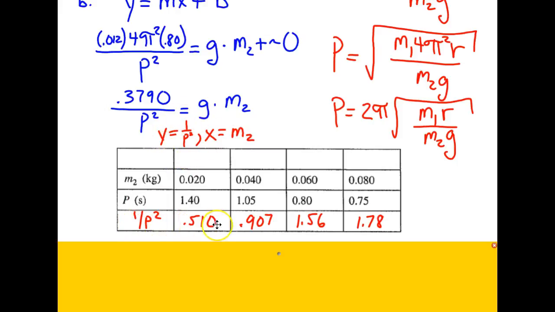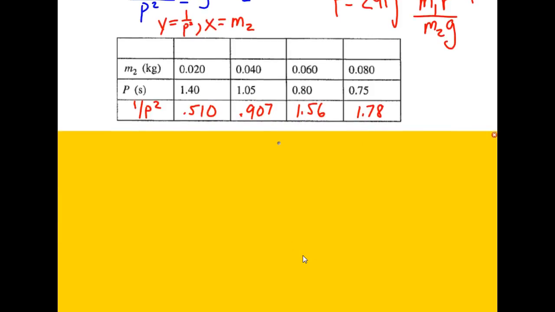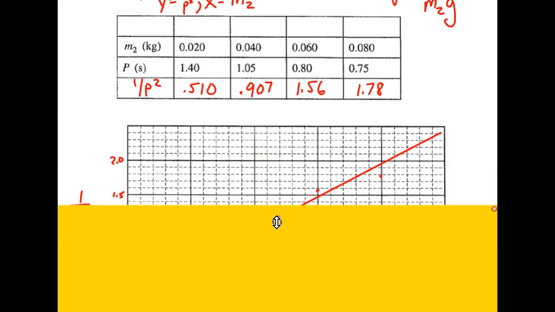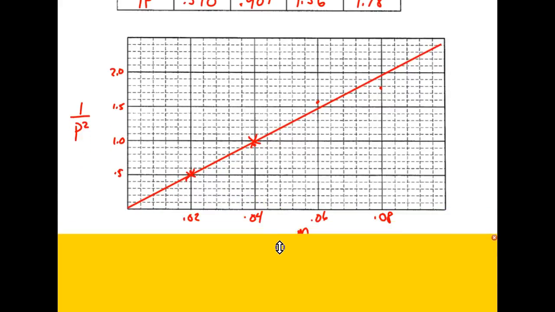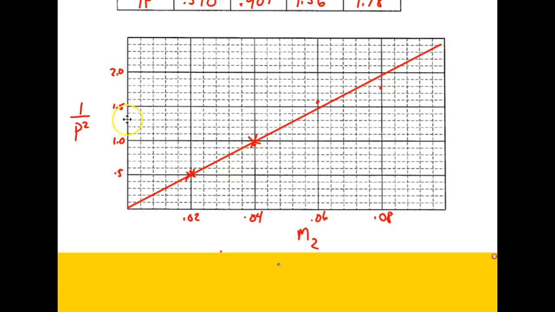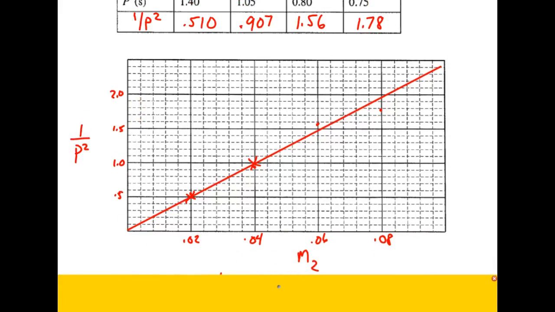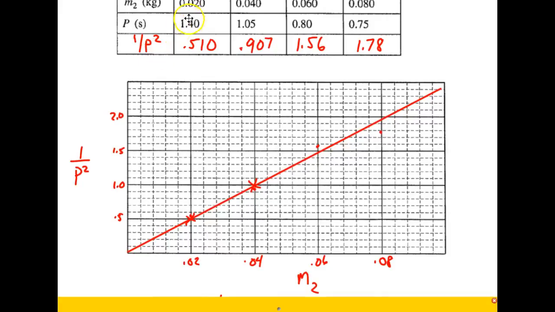So the first thing we're going to do is go through and determine the values of 1 over P squared. So we need to take the inverse of each of these quantities squared in the data table. And you should get, checking your answers, 0.510, 0.907, 1.56, and 1.78. We then take these quantities, label our axes, assign appropriate scales, and graph the data of 1 over P squared and M2.